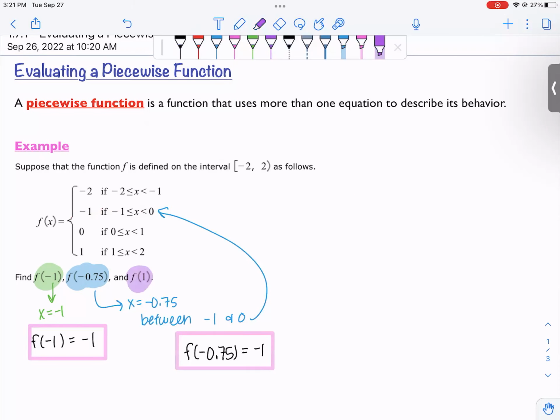It's purple. For f of 1, there are two portions of this piecewise function that have 1. This one is between 0 and 1, but it doesn't include 1. There's no underline on this inequality, so it doesn't include the x value 1. Here, x is equal to 1, greater than or equal to 1. So we would use this portion to find f of 1. So f of 1, looking at this piece right here, is 1.